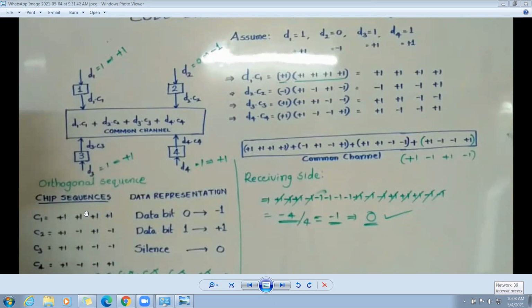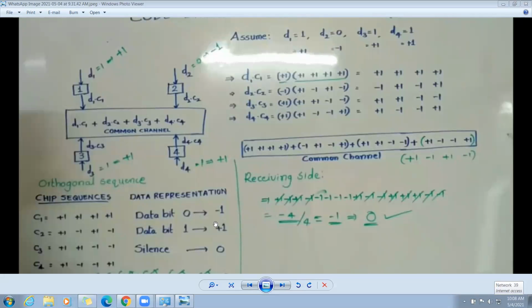Here we got chip sequences and data. In the common channel, we need to multiply D1 into C1. D1 is +1, this is multiplied with the chip sequence. Similarly for D2 into C2, D3 into C3, D4 into C4. We got some sequences here. All these sequences are combined in the common channel and transmitted to the receiving side.